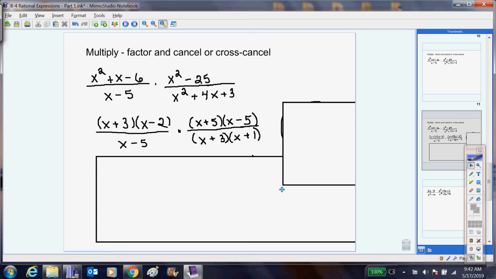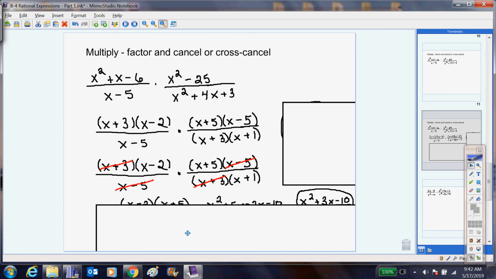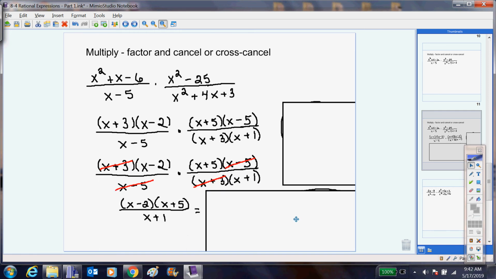So what gets to be canceled out? X plus 3 cancels. X minus 5. Now remember there's hidden parentheses here. This is its own grouping symbol. So x minus 5 gets canceled out. Question? Yes. There's the canceling out. X minus 2 times x plus 5 over x plus 1.